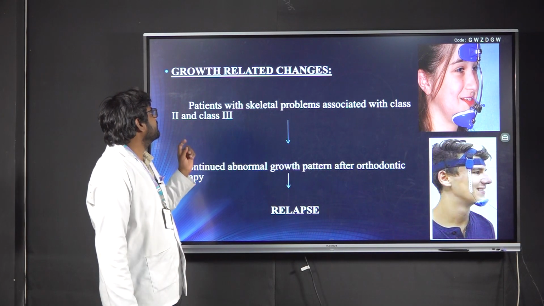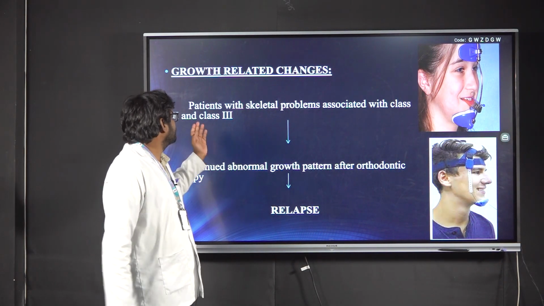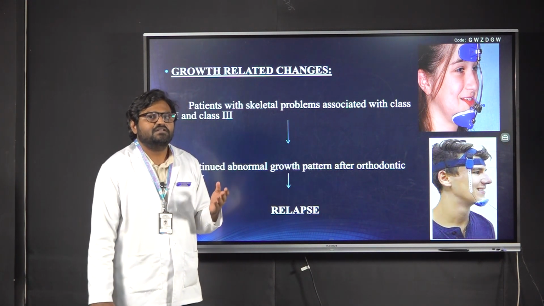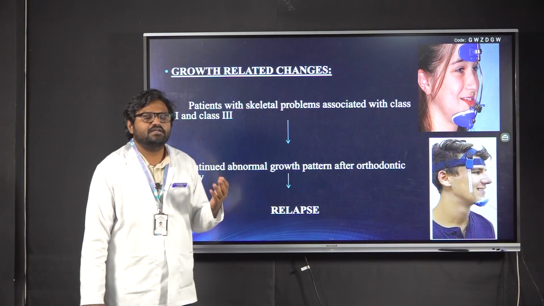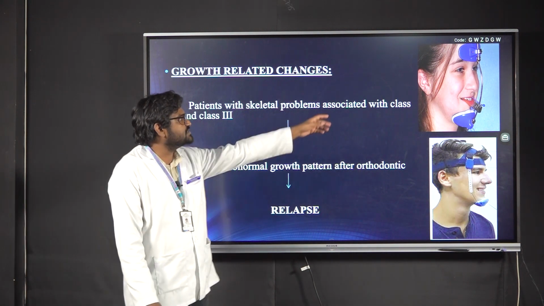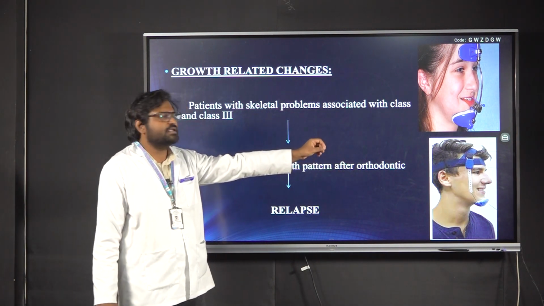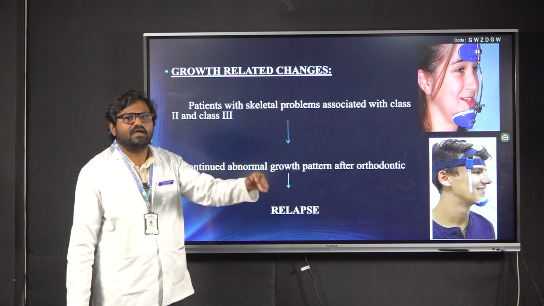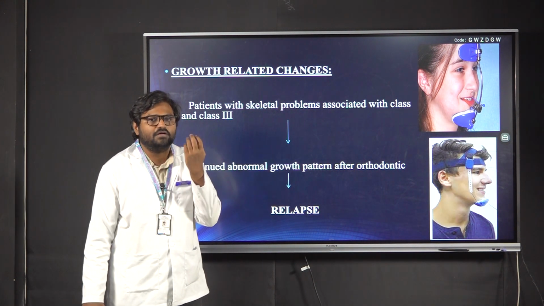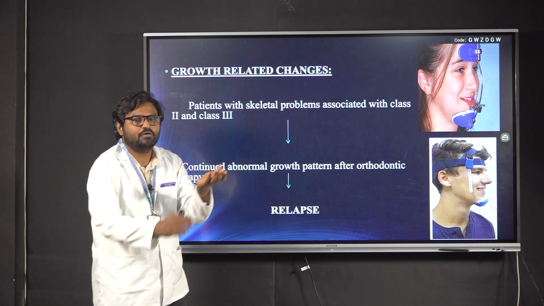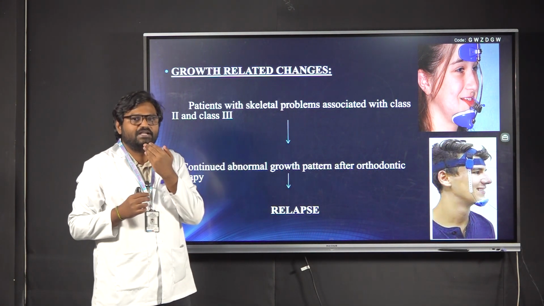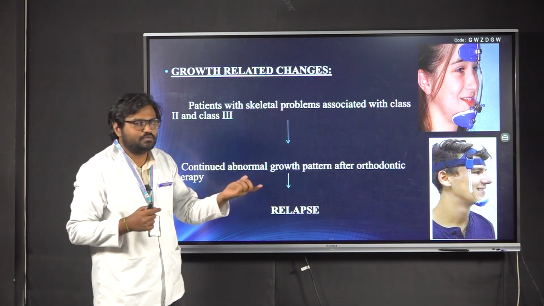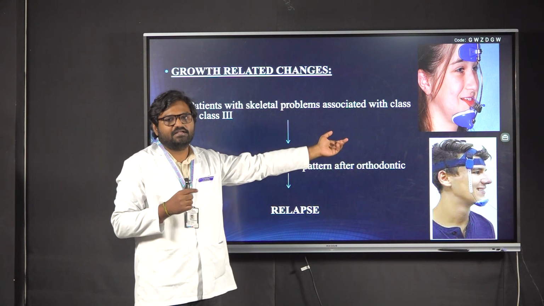Second is growth related changes. Patients with skeletal malocclusions like skeletal class 2 or class 3 always have to be retained till their growth is completed. For example, you have seen these pictures of two patients wearing a face mask or a reverse pull headgear, which is given in the case of a skeletal class 3, where there's a prognathic mandible or a retrognathic maxilla, where you want to either restrain the growth of the mandible or redirect it, or protract the maxilla according to the case. So you give a face mask or a reverse pull headgear.